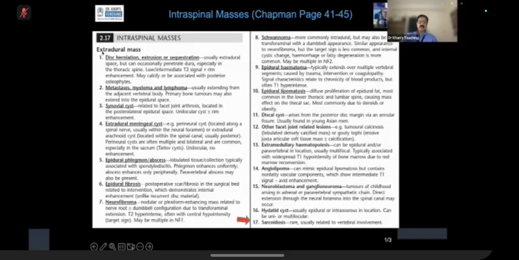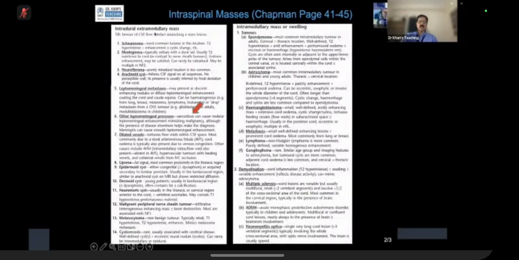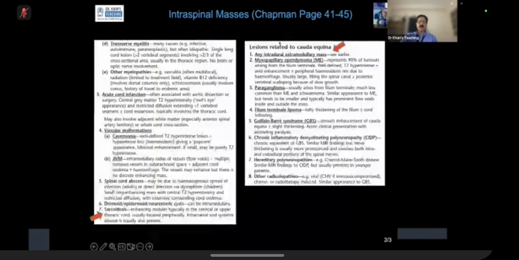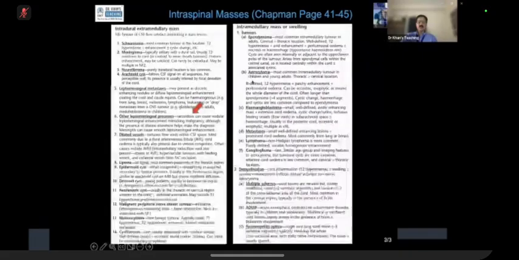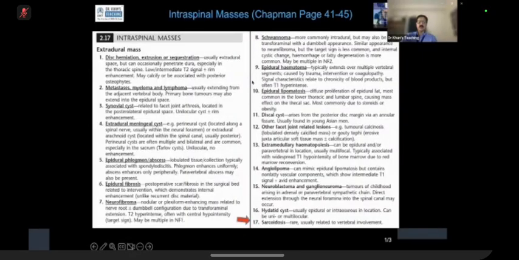Please remember that this is divided into extradural masses, then intradural extramedullary masses, then intramedullary masses, which means within the parenchyma, and then a subchapter of that is the cauda equina lesions. And sarcoidosis comes in all of that.